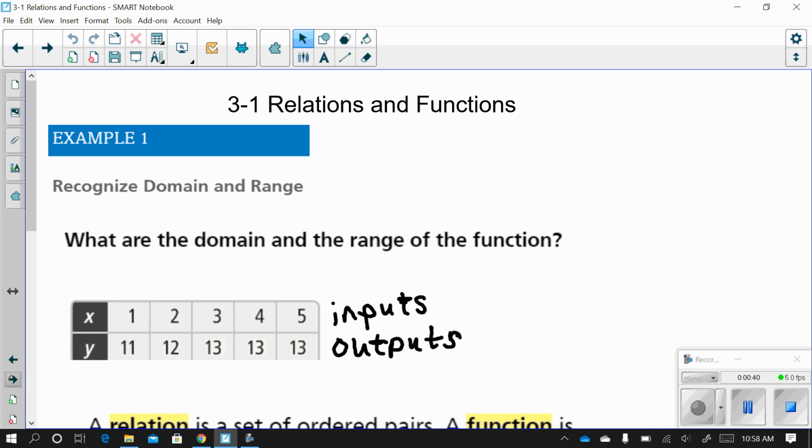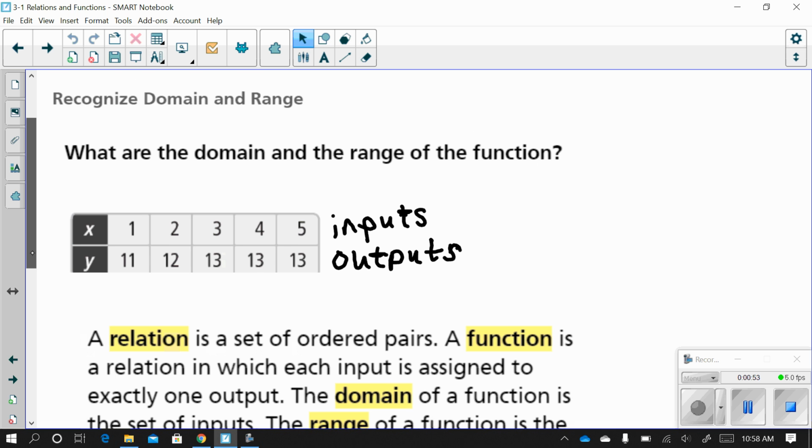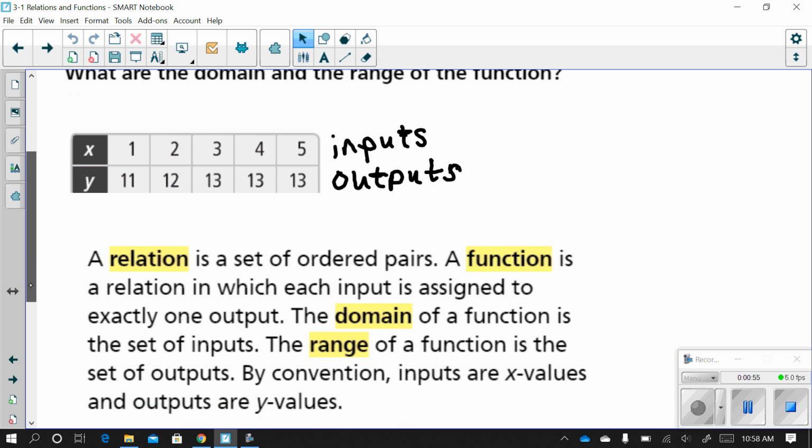Okay, so our first example, remember they like to throw us right into an example and then explain what's going on. So here's our example. Our job is to figure out what are the domain and the range of the function. Okay, so notice we have this table here that they want us to talk about the domain and range.